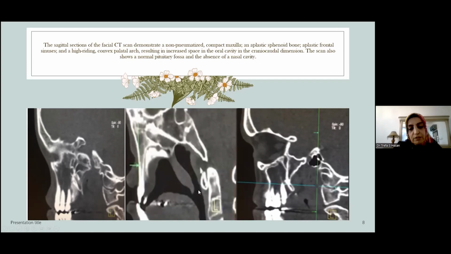In this section, we can see that the hard palate is high riding and convex because of the absence of pneumatization in the maxillary area above. This resulted in a very large roomy oral cavity. We can see this increased craniocaudal diameter of the oral cavity as a consequence of absence of pneumatization of the maxillary sinus.